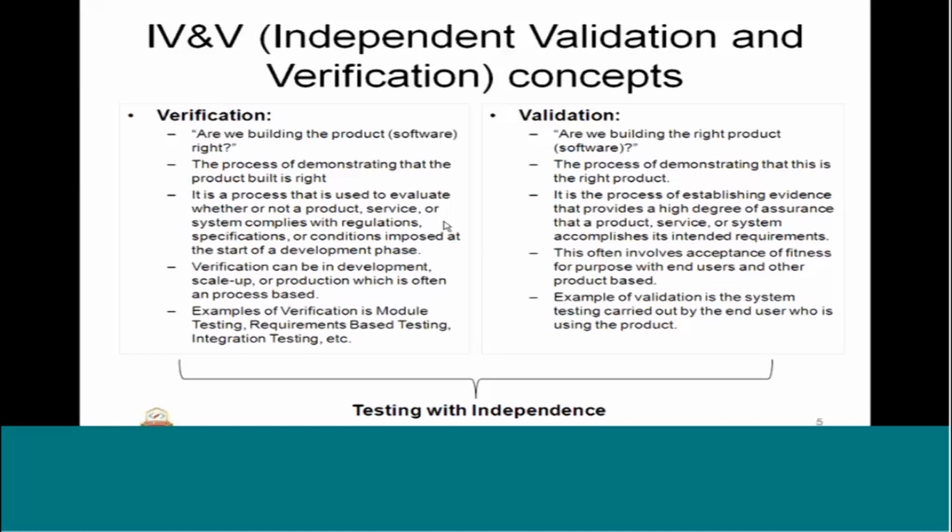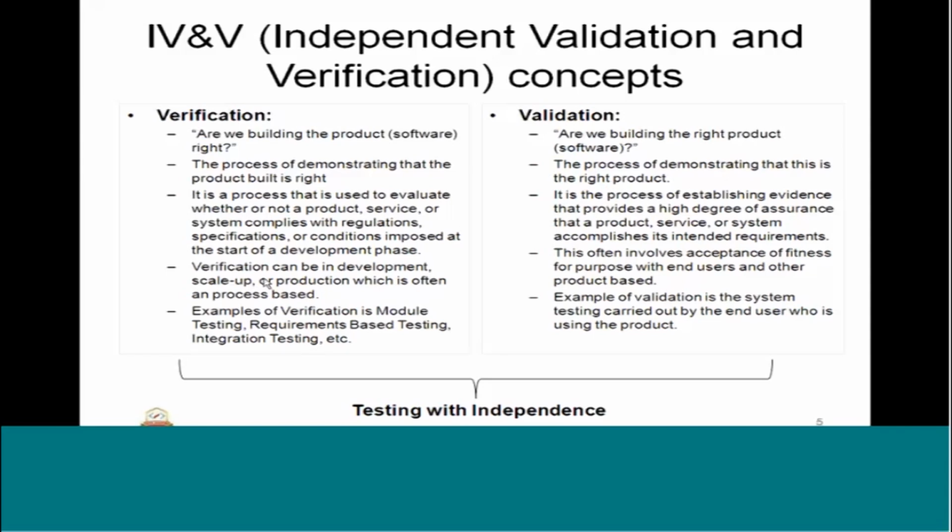Whereas validation is the process of establishing evidence that provides a high degree of assurance that a product, service or system accomplishes its requirements. That means once these things are in place, whether it is meeting the needed requirements is what we are going to validate under the validation activity. As I said, the process of demonstrating that this is the right product is what validation does.